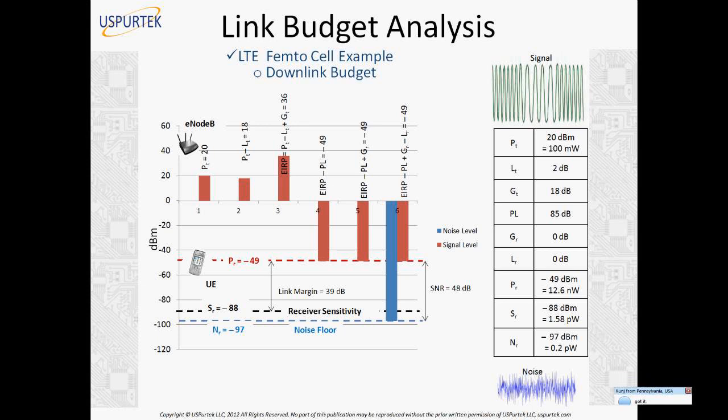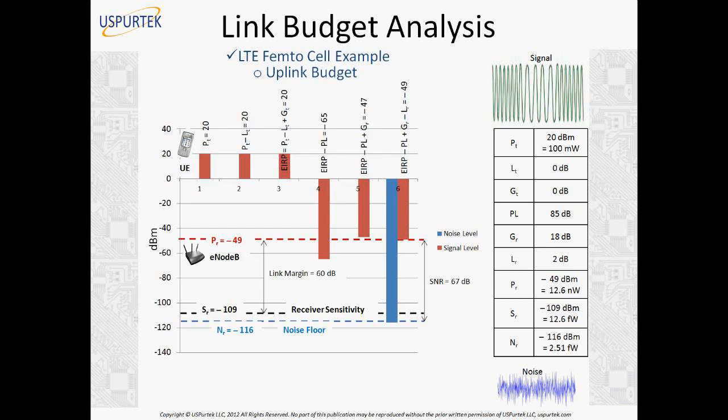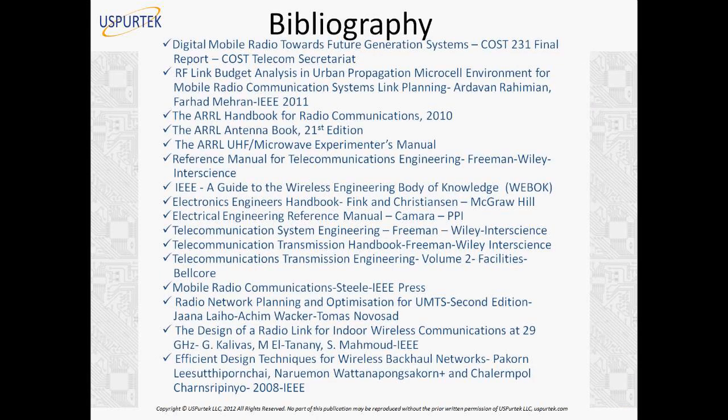Now we have a downlink budget here, which is again pretty good. Link margin is 39 dB. Uplink budget, link margin is 60 dB here. Not bad. In fact, very good. You can achieve very high data rates with this type of signal level and link margin. So femtocells are the solution actually. Now we are reaching the end of this webinar.